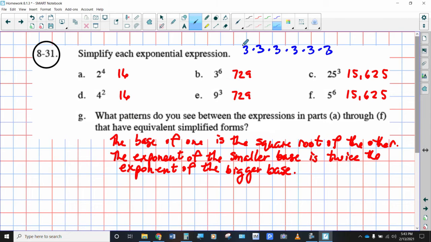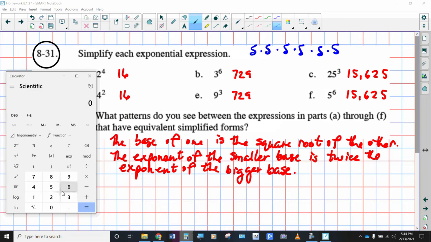If I block these into groupings of 9, right? 3 times 3 is 9. You've got 1, 2, 3 nines there. 9 to the 3rd power is the same amount. 25 to the 3rd power is the same as 5 to the 6th power. Why? Because 5 times 5 times 5 times 5 times 5 times 5 is 15,625.